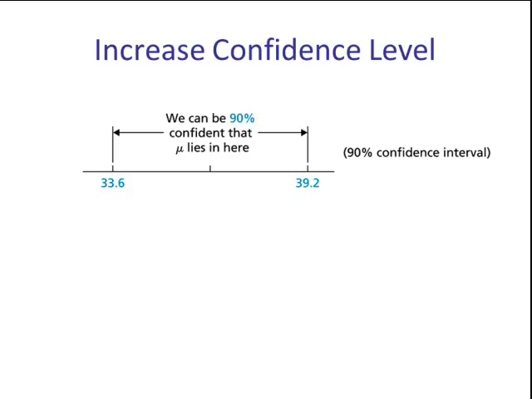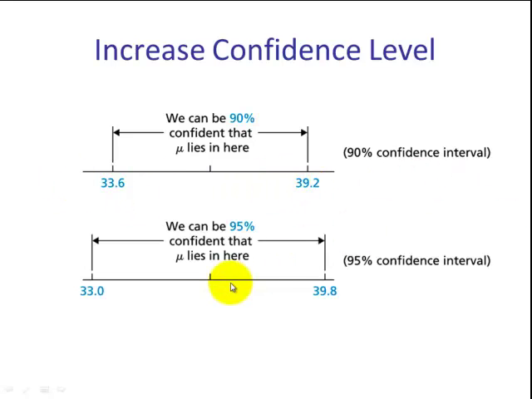We can say we can be 90% confident that mu lies in between these two values. Now, if we were to change the level of confidence to 95%, how would that change this interval? Well, with 95%, we're more confident, but with that increased confidence, there's a trade-off. Our confidence interval got larger. So as you increase the confidence level, the margin of error will increase, which will result in a wider confidence interval.